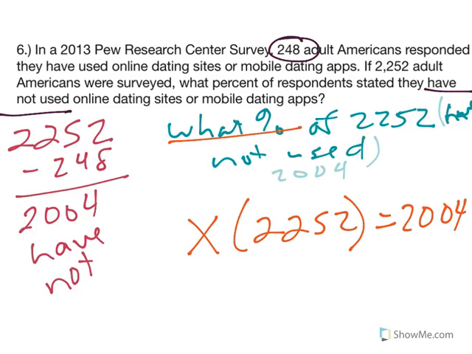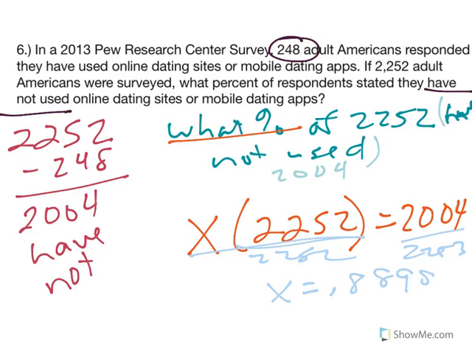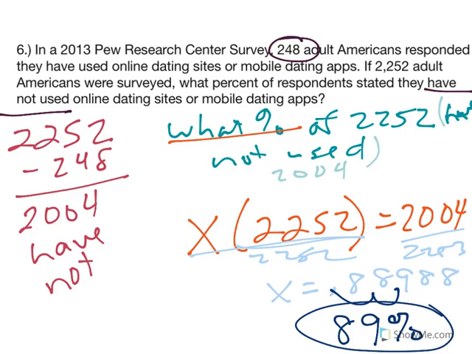So if I divide both sides by the 2252, I end up with 0.88988, I believe. But we need that to be a percent, so I'm going to go ahead and just round up to 89%. So 89% of the people surveyed have not used it, based on the wording of this problem.